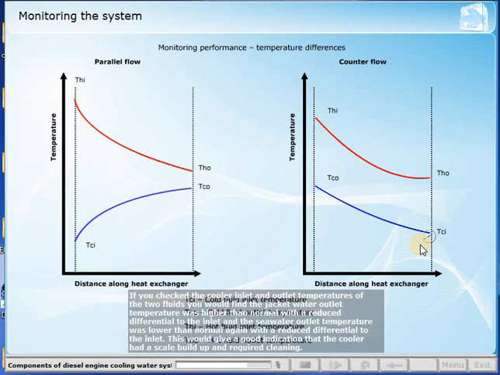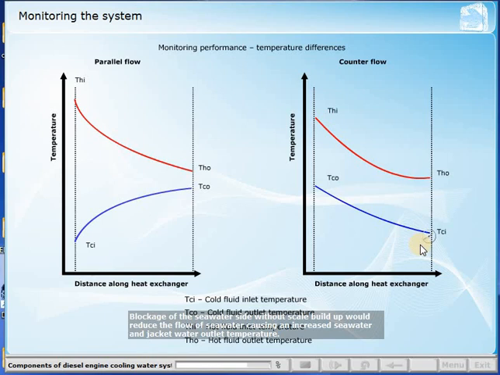If you check the cooler inlet and outlet temperatures of the two fluids, you would find the jacket water outlet temperature was higher than normal, with a reduced differential to the inlet, and the seawater outlet temperature was lower than normal, again with a reduced differential to the inlet. This would give a good indication that the cooler had a scale build-up and required cleaning. Blockage of the seawater side without scale build-up would reduce the flow of seawater, causing an increased seawater and jacket water outlet temperature.